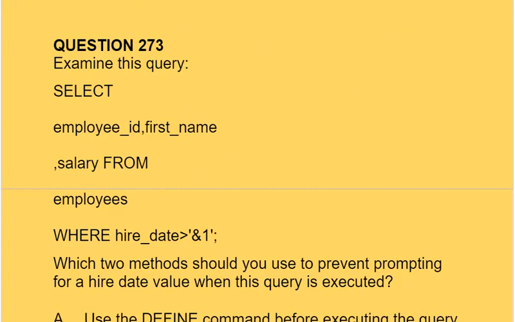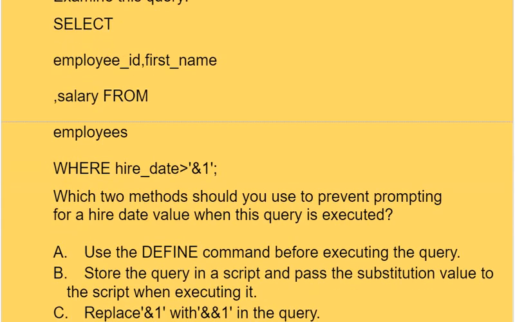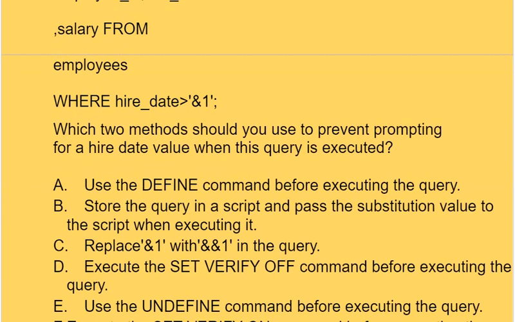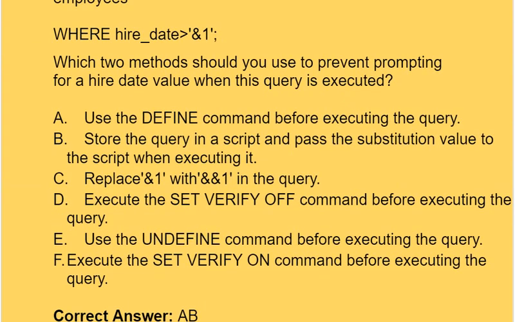Question: examine this query. Which two methods should you use to prevent prompting for a higher date value when this query is executed? Option A: use the DEFINE command before executing the query. Option B: store the query in a script and pass the substitution value to the script when executing it. Option C: replace this with this in the query.